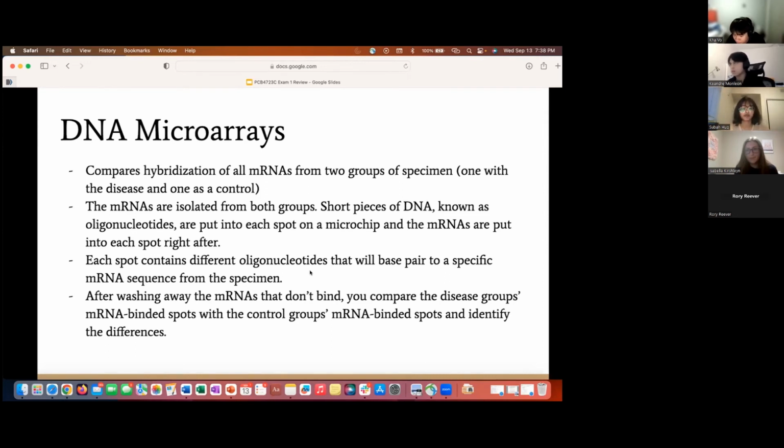So once they've bound, you can wash away the unbound mRNAs, and then you can compare the spots that have the mRNA from the disease group and the mRNA from the control group, and identify the differences, because the disease group's mRNA is going to bind to a different oligonucleotide than the control group. So that's how you can identify the differences.